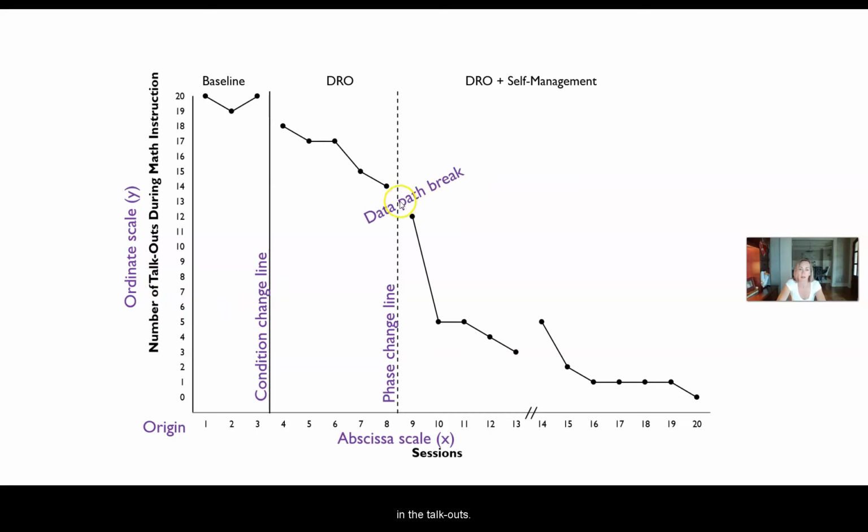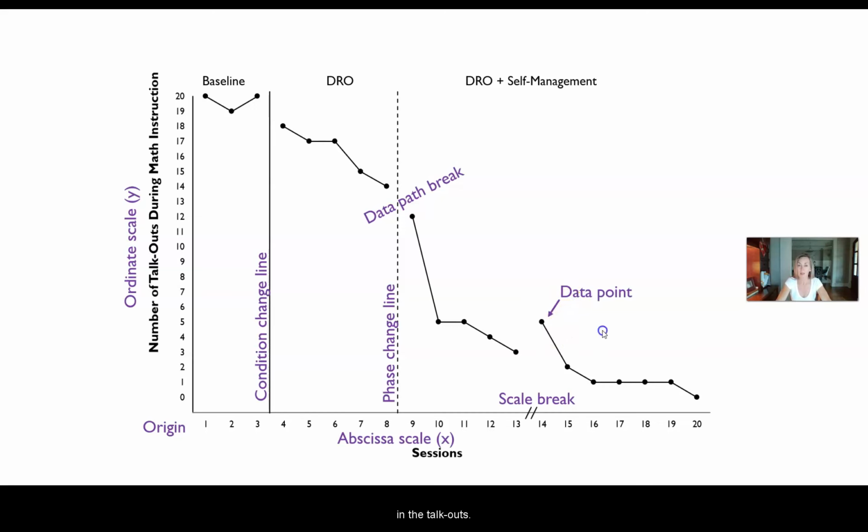Let's look. Data path break has to occur between conditions. So we never connect data points across conditions because different things are happening between them. A scale break is when there's an extended period of time with no data collection. Spring break, Christmas break, virus outbreak, and school gets canceled, whatever. That's why that data break, scale break is there.